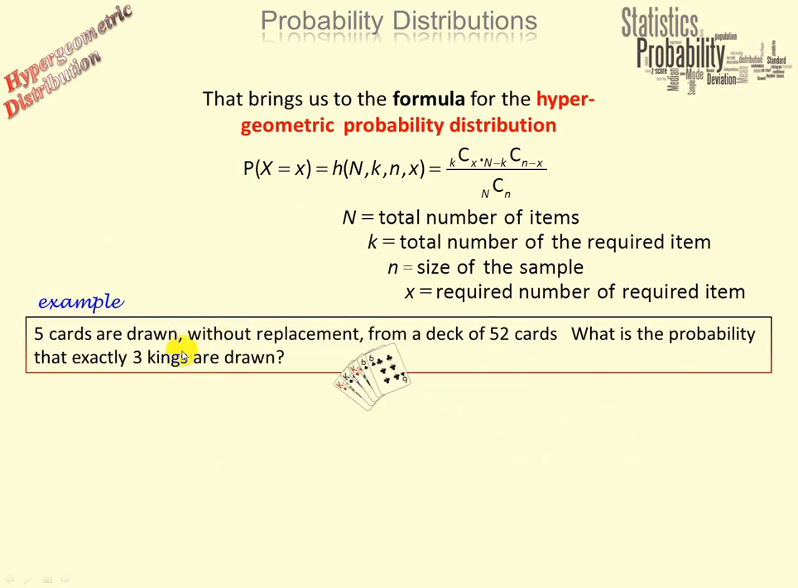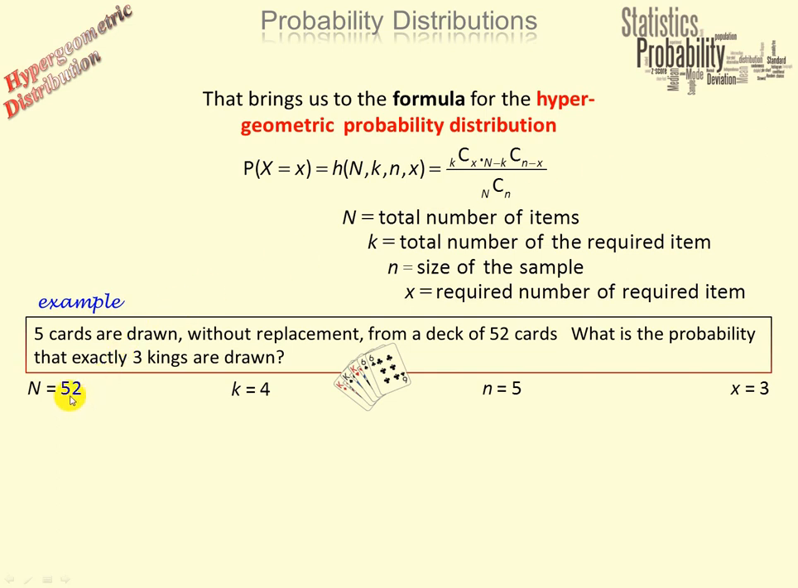Okay, so here we are. 5 cards are drawn without replacement from a deck of 52 cards. What's the probability of exactly 3 kings drawn? Now we're going to do the same as we did with the balls earlier. We're going to find the number of ways in which 3 kings can be drawn, the number of ways in which the other 2 cards can be drawn, and divide by the total number of ways. We're going to have to do it by mutually exclusive again, because if we want 3 kings, we'll have to work out the probability of 1, 2, or 3 kings, or no kings.